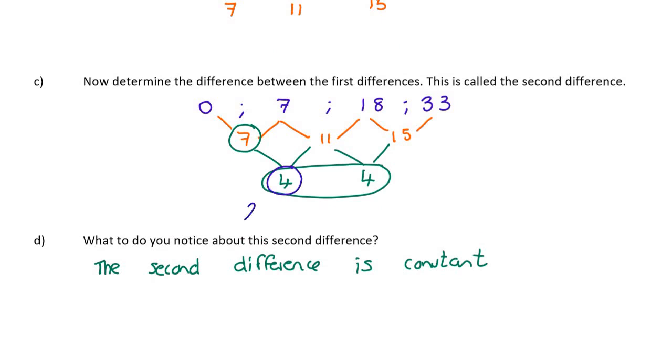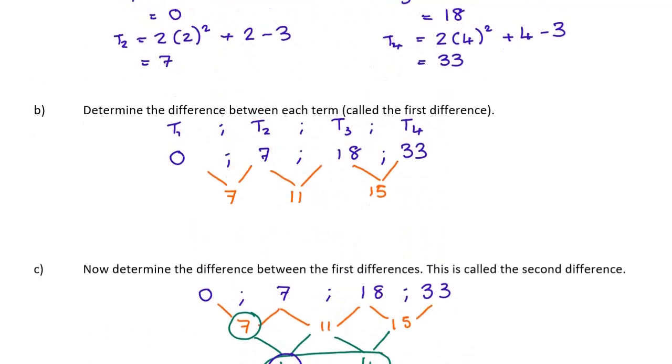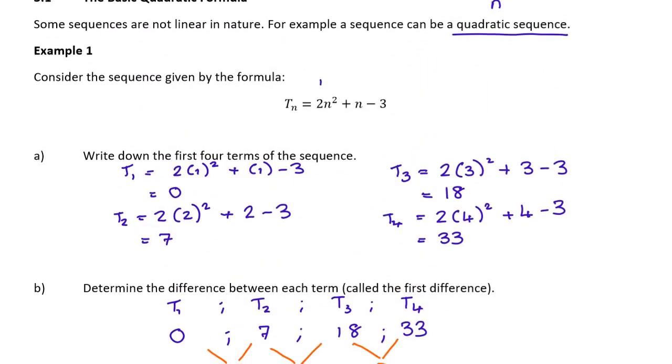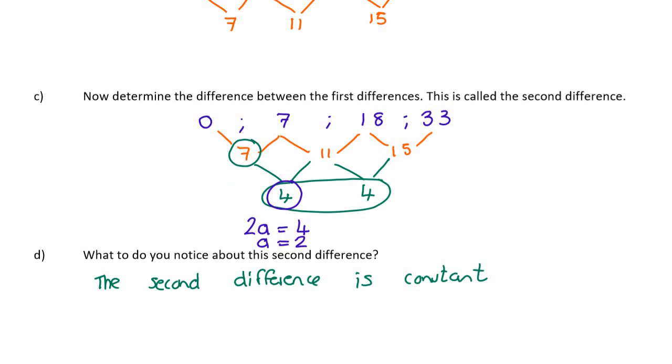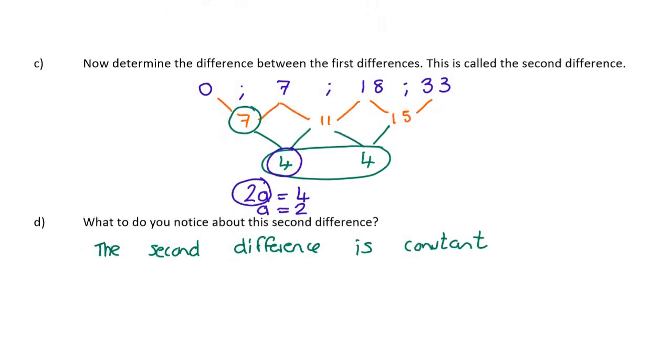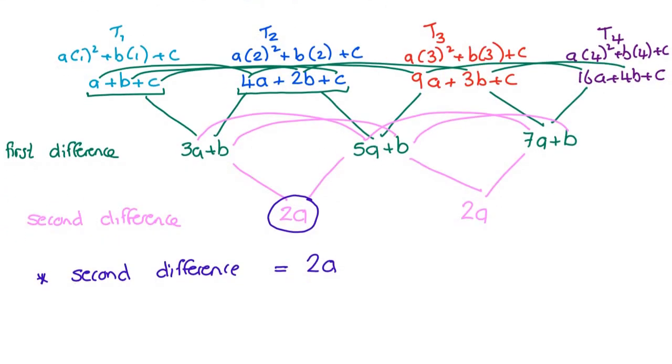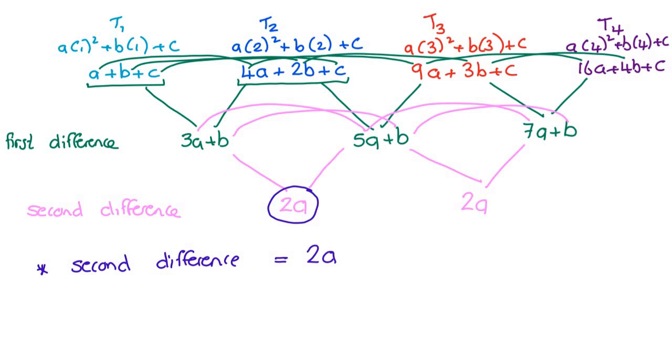So this means 2 times a is going to give me 4. So if I divide by 2, I should get that a is 2. Now if I go and look at the example given, a was equal to 2. So the idea is if I can work out my second difference, it is always going to equal 2a, and so it means that I can solve for a. So that's going to be our first step: my second difference equals 2a.